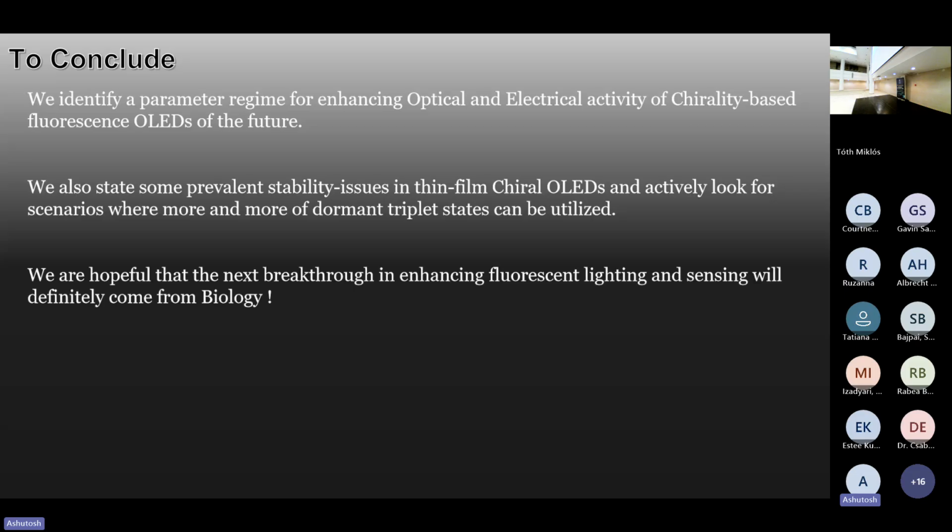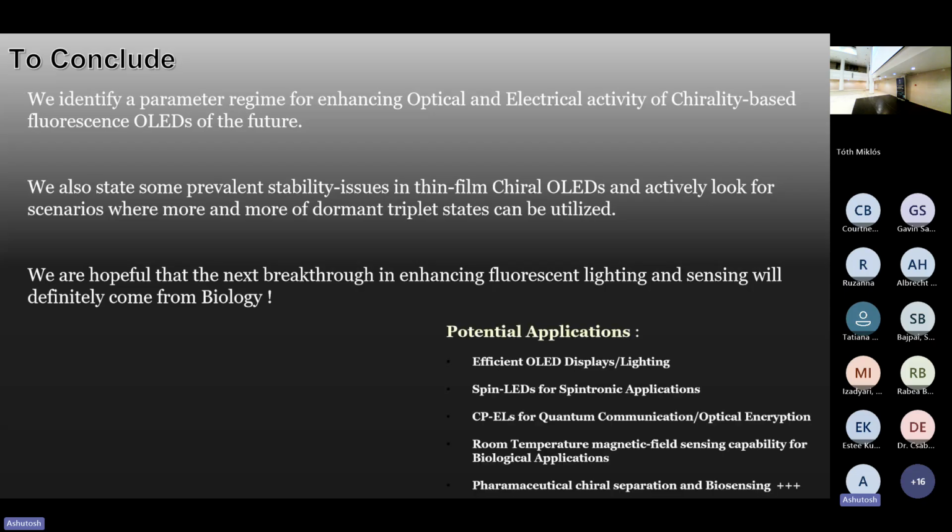We are hopeful that the next breakthrough in enhancing fluorescent lighting and sensing will come definitely from biology, where the system has to choose a pathway out of multiple possible pathways. And these are the potential applications. It can be used in magnetic field sensing for biological applications, pharmaceutical chiral separations also, and then optical encryption, quantum communication, and a plethora of applications can be there.